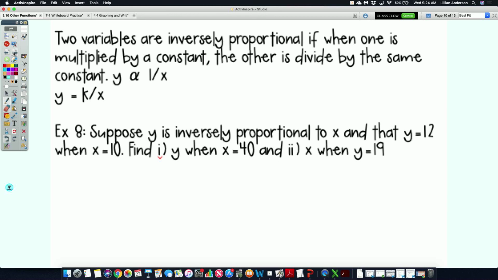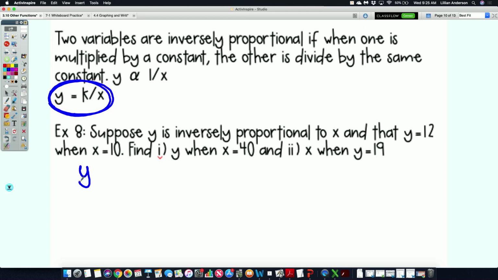Inverse variation. This time, when two variables are inversely proportional, that means when one is being multiplied by the constant, the other is being divided by the same constant. The notation for that is y alpha 1 over x. But this is your general formula for inverse variation: k divided by x. Y equals k divided by x is inverse variation. So direct is the product, inverse is the division, and it's still set up the exact same way.